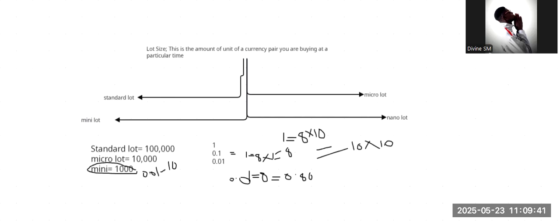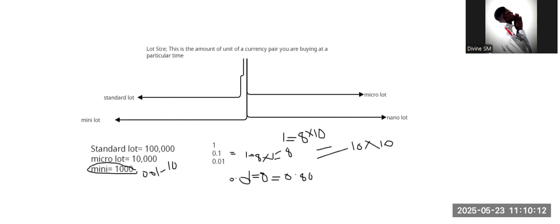Now, for the micro lot, we are using 0.1. From 0.1 to 0.9, that's a micro lot. From 0.01 to 0.09 is a mini lot. From 1 to 100 to 1,000, those are standard lots. All right. So when we are using a micro lot, 0.1 is giving us $1.